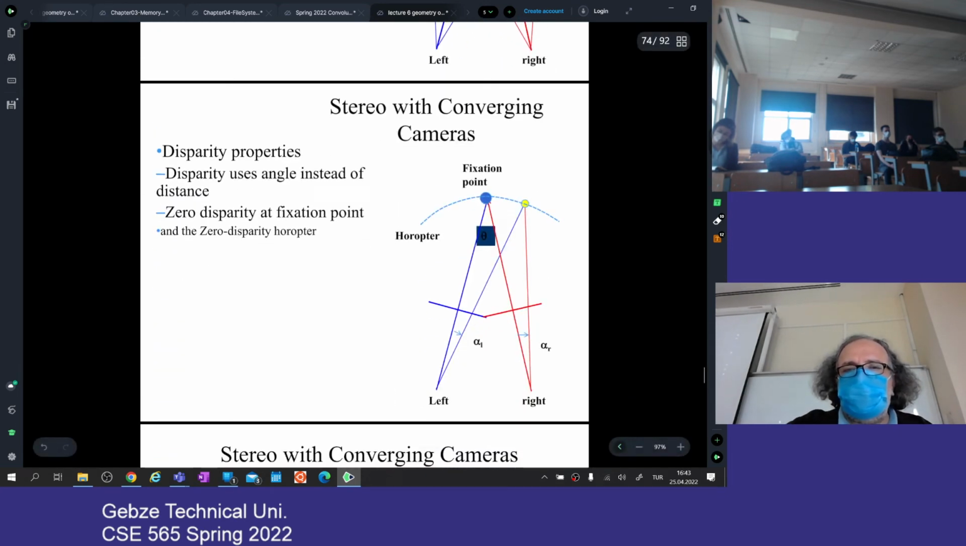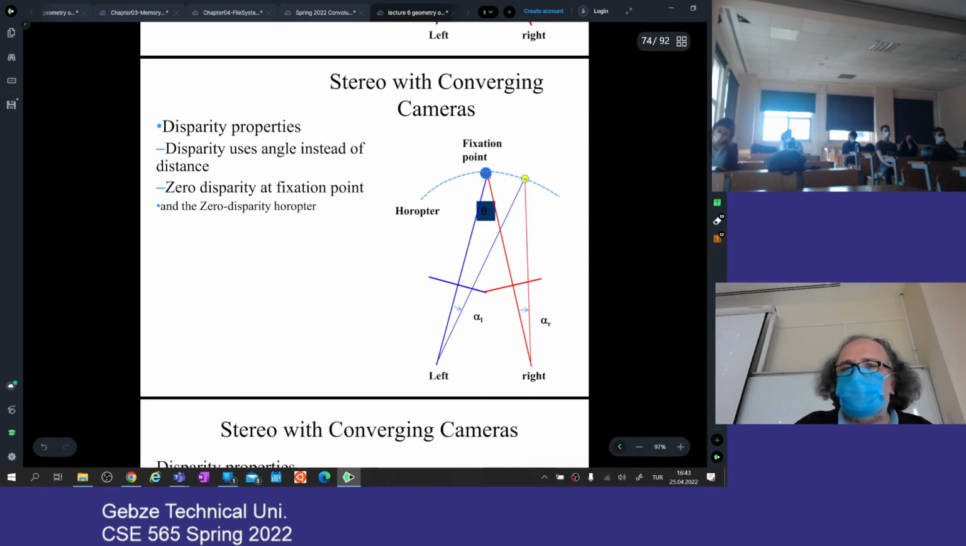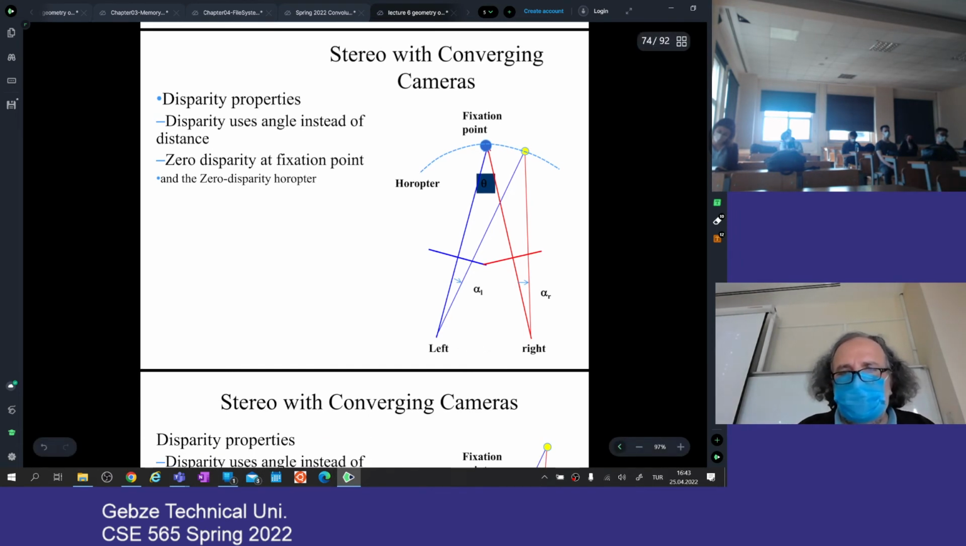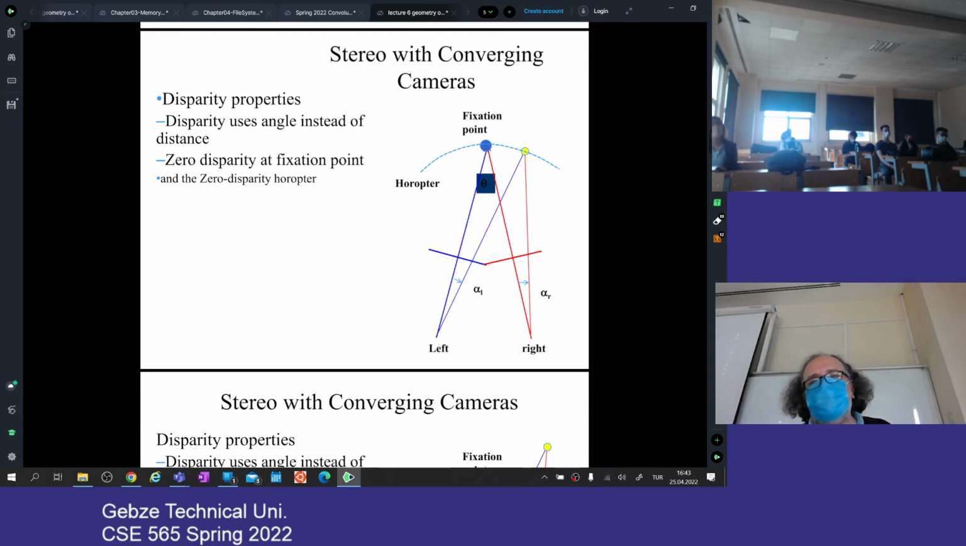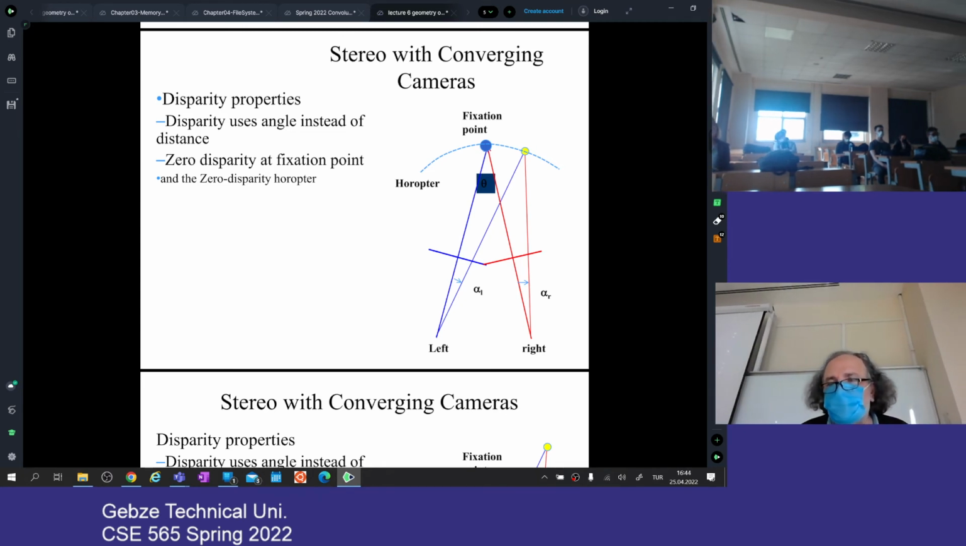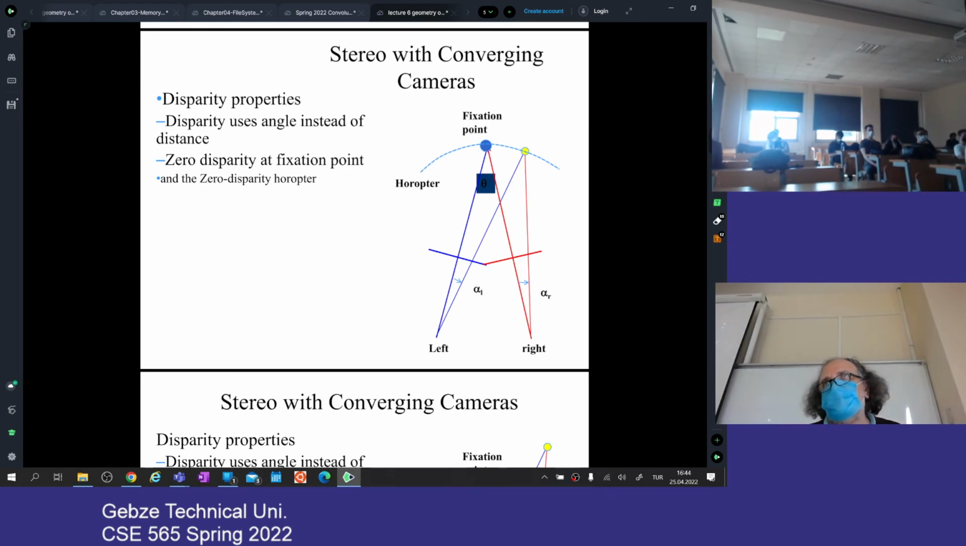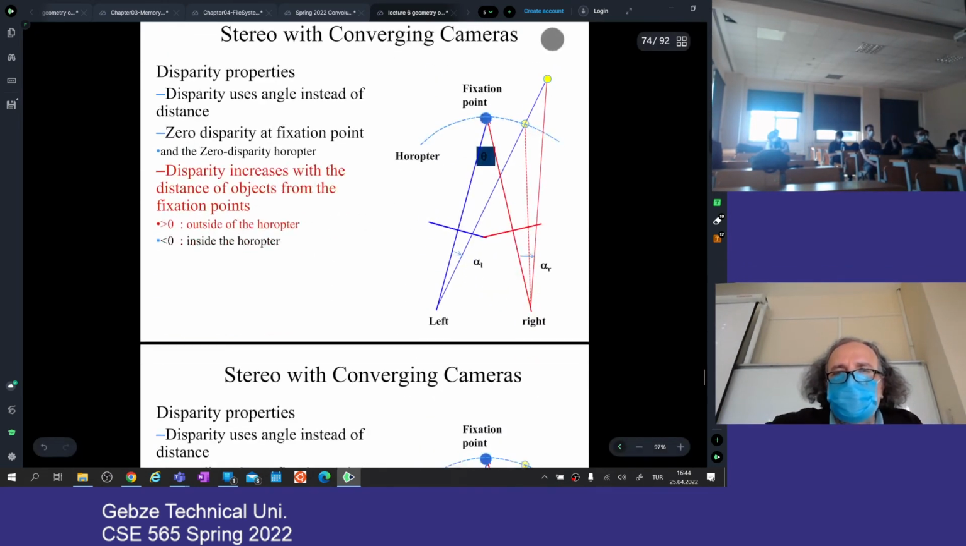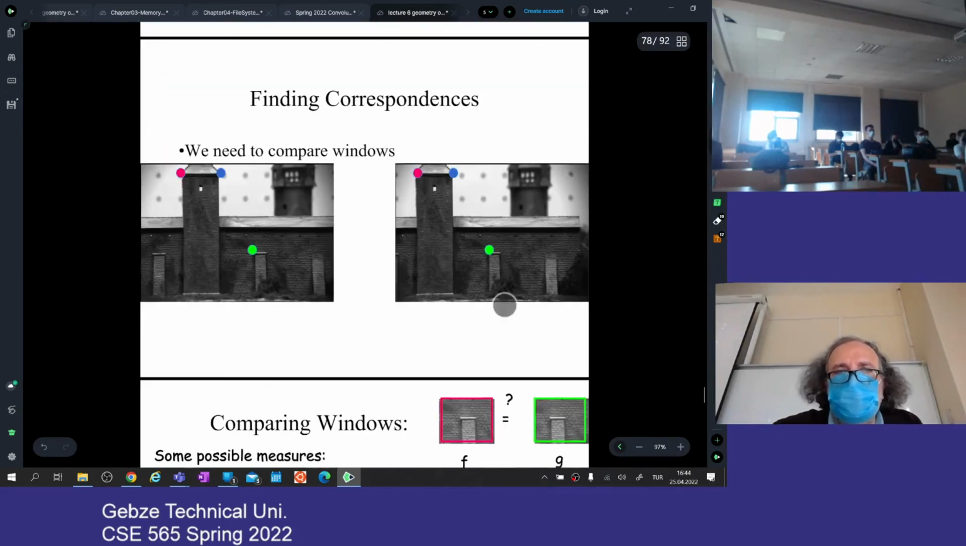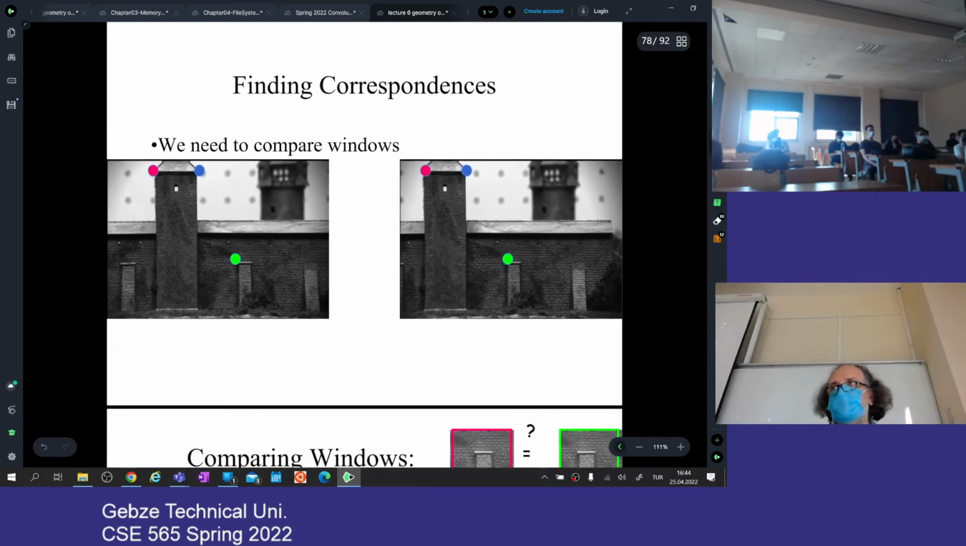With the converging cameras, again we have the horopter or the Miller circle, and these angles will play roles in this case. But I think I will skip this part because I already talked about it. In reality, we don't use these kinds of setups much. Even if you do it after the rectification, all you do is just looking for the correspondences. So I'm going to skip this part until I get to the correspondences.